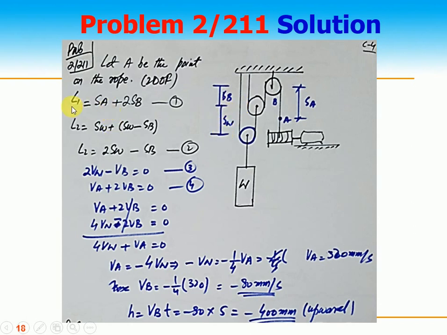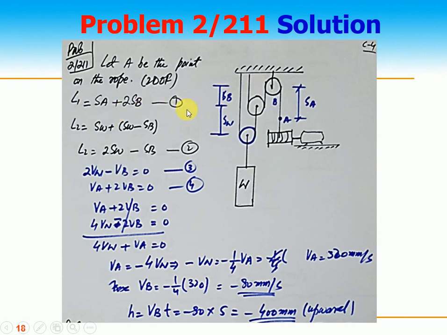So I write the equation. If you see here, two ropes, one rope is this one and the other rope is this one, so hence it's a 2 degree of freedom. So I write the equation for the L1. I say this rope is L1. I say SA, right, plus this is 2 SB, 1 and 2, because this is the distance which this pulley can move.